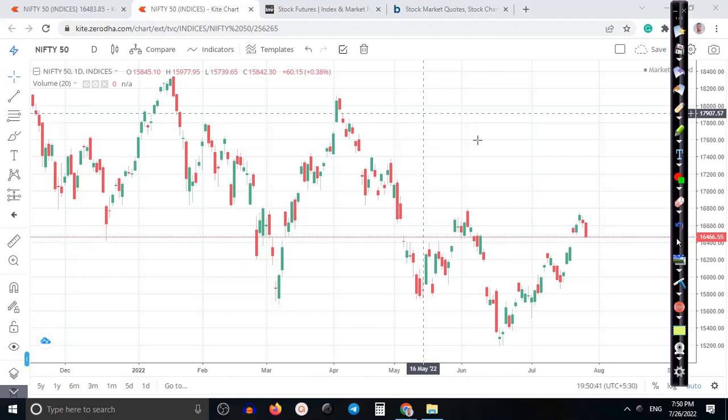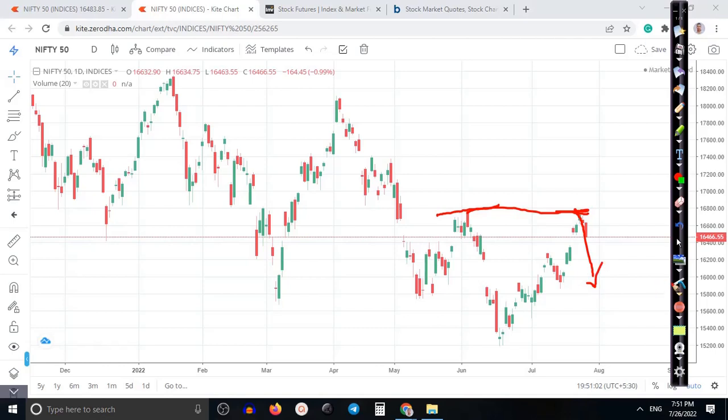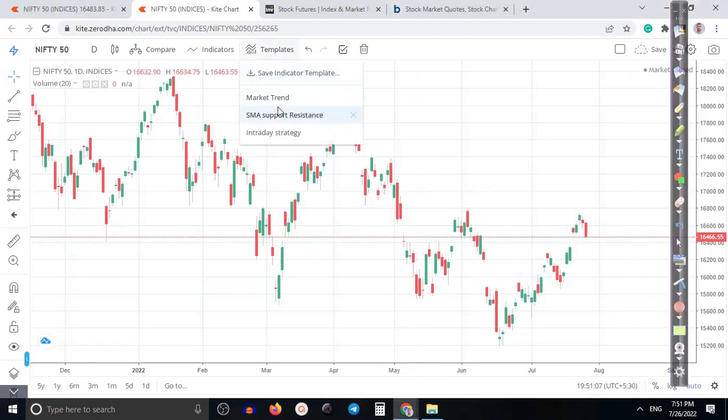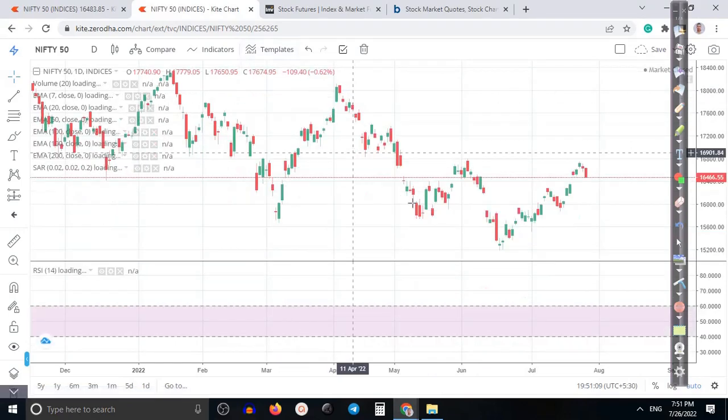Let's do some analysis of Nifty for tomorrow. So today Nifty was not able to break this higher point and continue toward the downside because there was a strong resistance somewhere there. So why are we expecting the price will drop from this level? Let me show you technically. Let me use market trend. This is my trading setup.